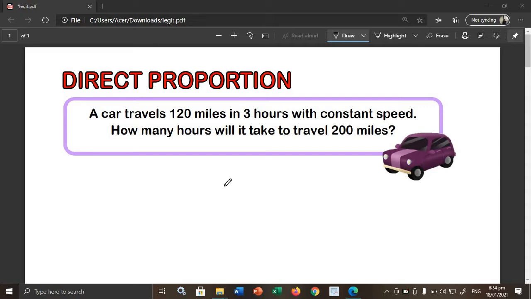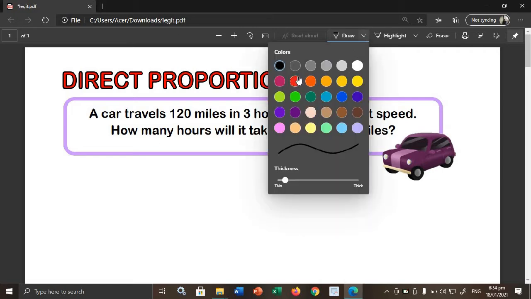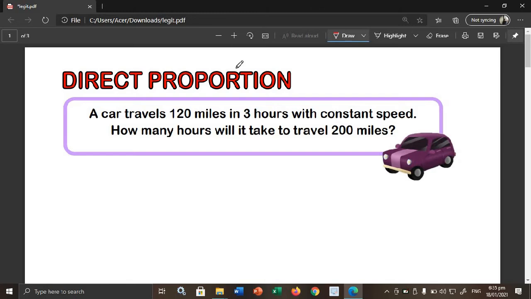To solve that, you need to rewrite the given in fraction notation or column notation. But I will suggest that you use fraction notation because it is faster. And then, you need to remember the format in writing the given in fraction notation, because the formats differ.